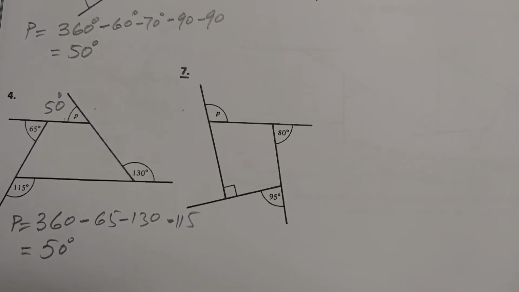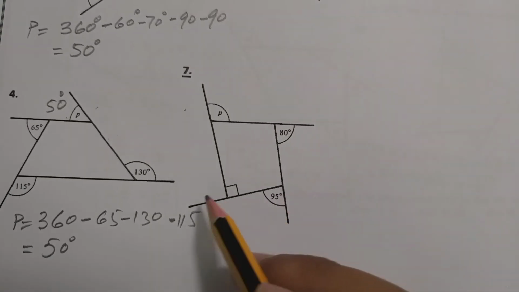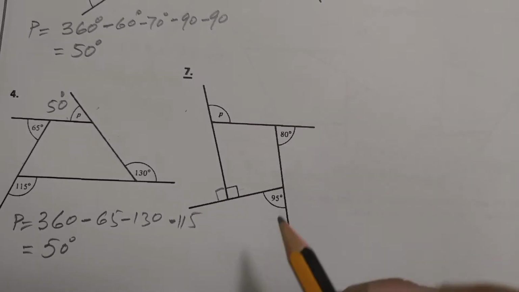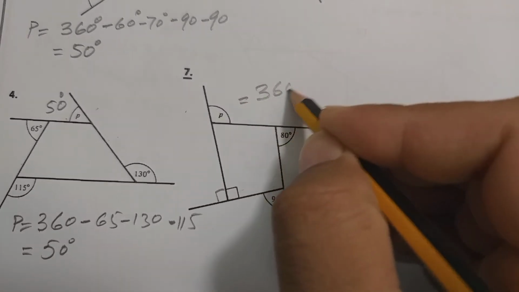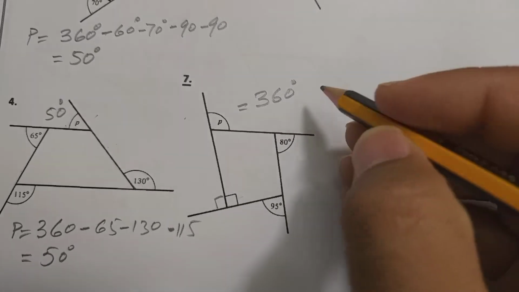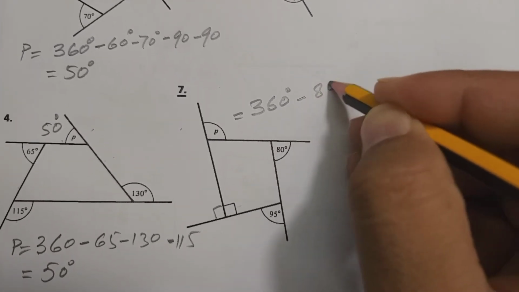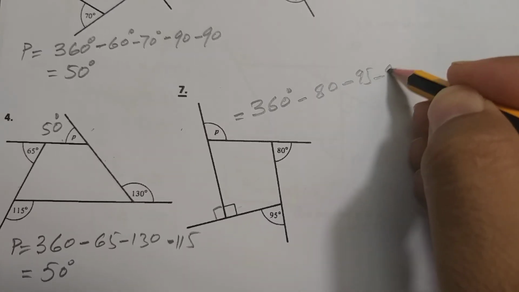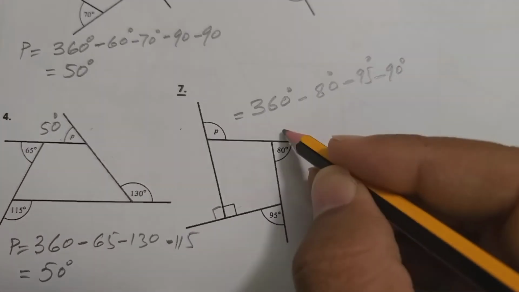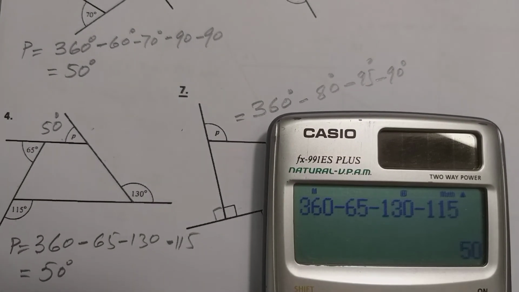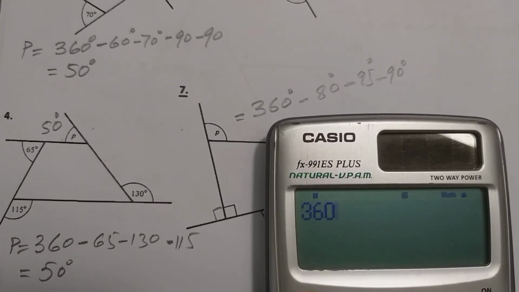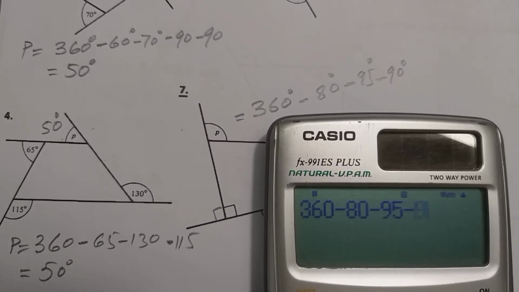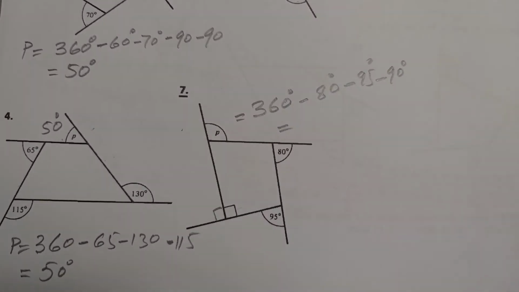Okay, again the same pattern question. We need to find the exterior angle. This is 90, it must be 90 because the total adds up to 180. So p equals, because the exterior angles in a polygon add up to 360, 360 minus 80 minus 95 minus 90, which equals 95. So p equals 95 degrees.